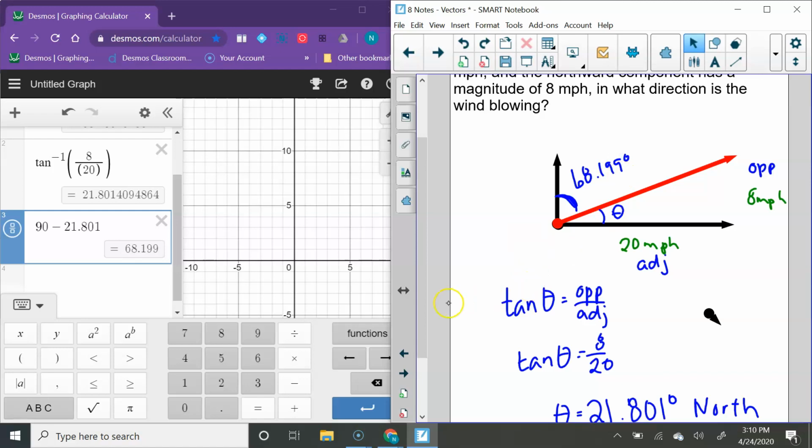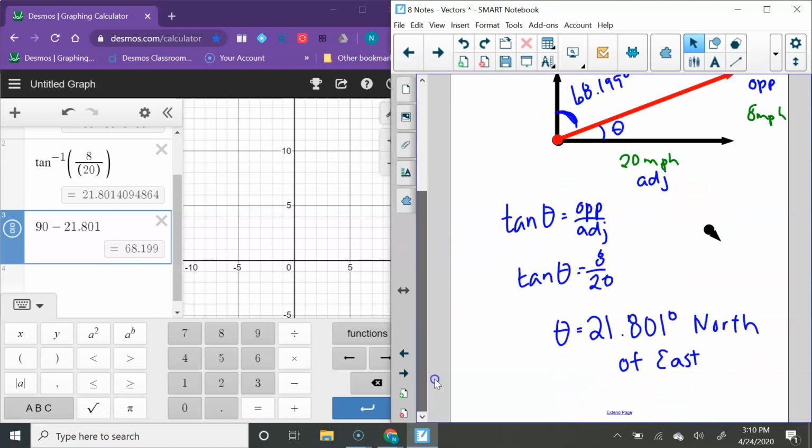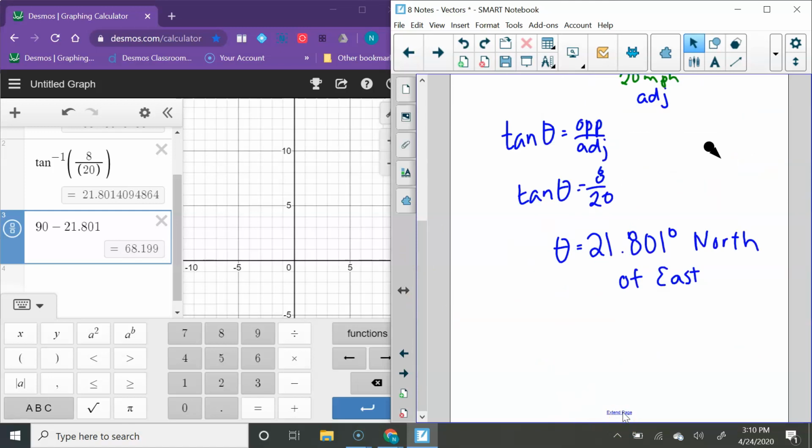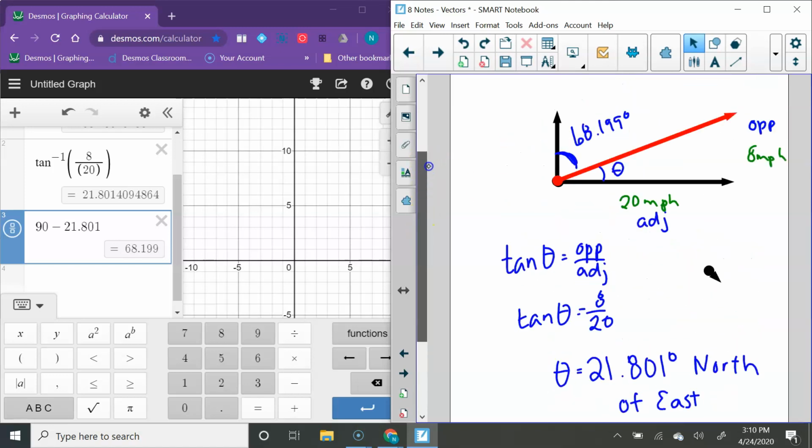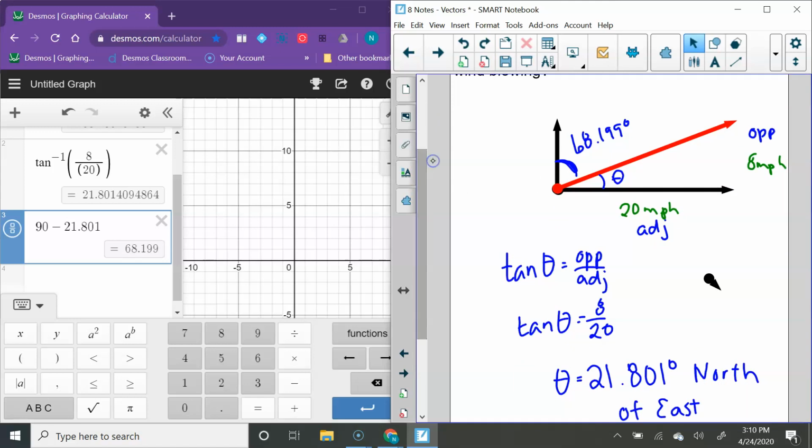And so this is a correct answer, but we could also say that this is 68.199 degrees east of north. There, and we might do a little extra practice with that. But those are both correct answers. You don't have to give both answers, just one is fine. I think probably the smaller angle is typically the one that's used, but not always. So those are both possible answers for that problem.